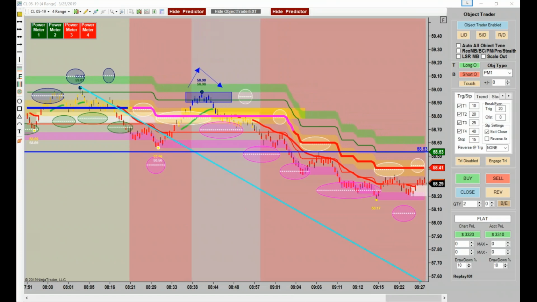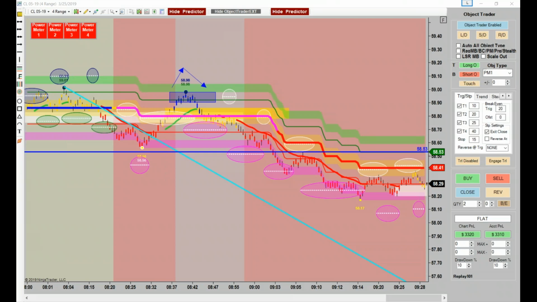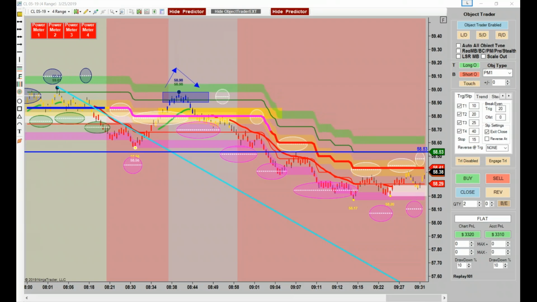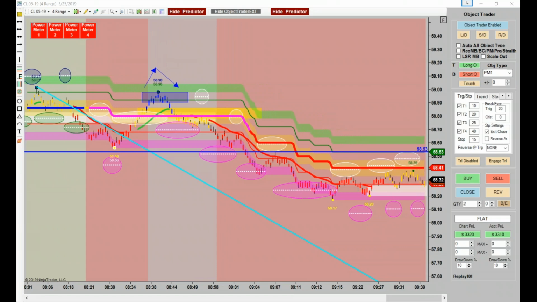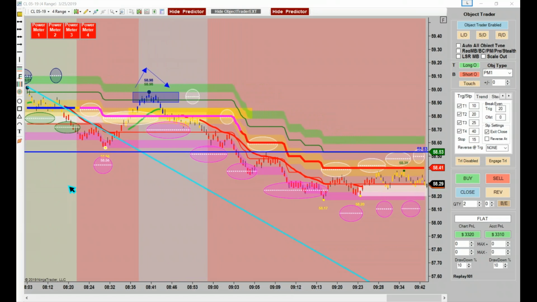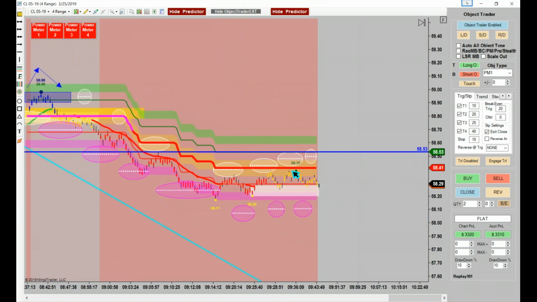Do a little rollover trade. Another rollover. Starting to get higher lows, isn't it? There we go. Is that a lightning 3 swing right there?